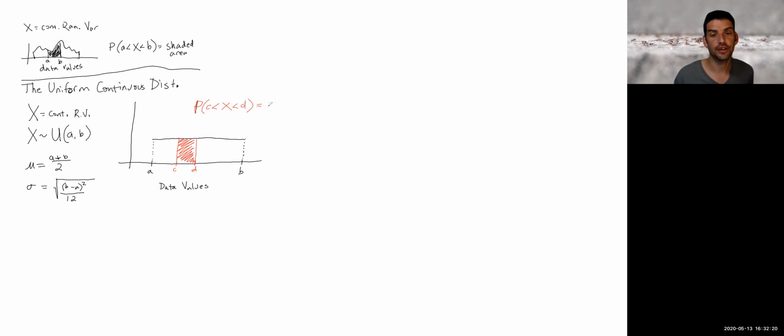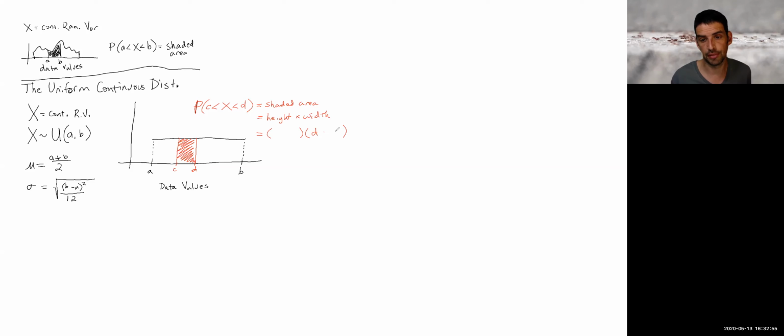Well, let's figure out how we can compute this shaded area. It's pretty straightforward. It's a rectangle. We need to multiply the height times the width. The width is pretty straightforward, so I'm going to leave a space for the height. The width is just the difference between these two numbers. If this was 7 and this was 3, that'd be 7 minus 3, 4 units wide. So the width here is just D minus C. The question is, what's the height?